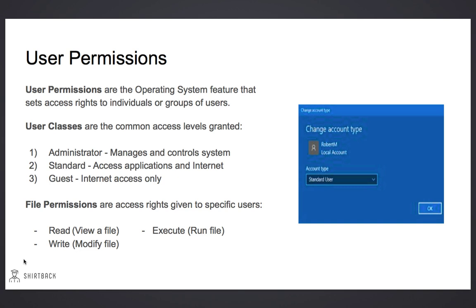Our users will be given different file permissions. Three common access rights to be familiar with are read, write, and execute. Read is the ability to view a file. Write is the ability to modify or change a file. And execute is the ability to run the file.